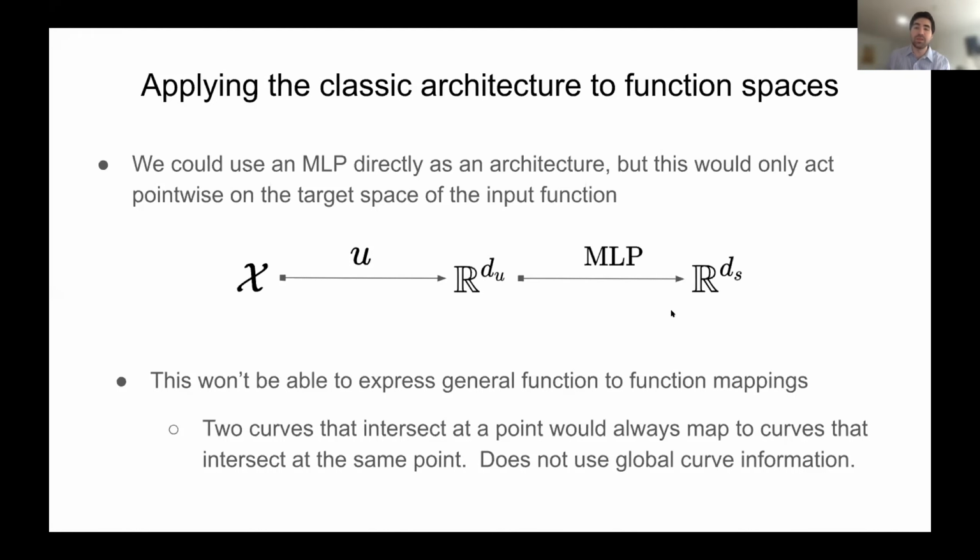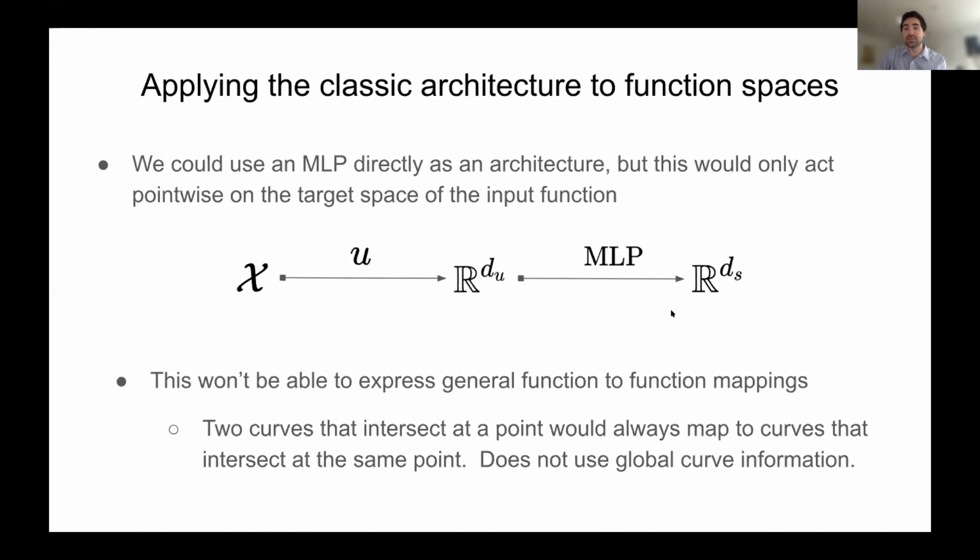So for example, if I had two curves that intersected at a point, say I have one line, this is one input curve, I have another input curve this way, and they cross at a point. Where those two curves get mapped to will also have to intersect at that point, because this is a purely pointwise transformation. So it doesn't take into account any global information about the curve at all.